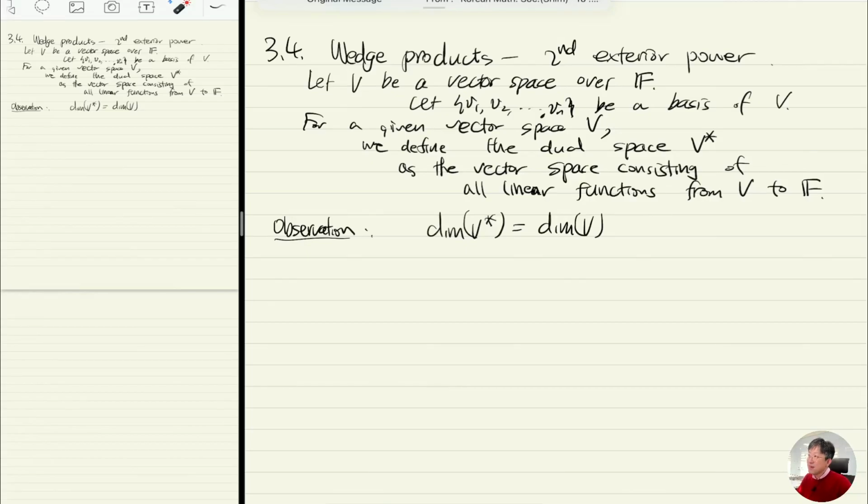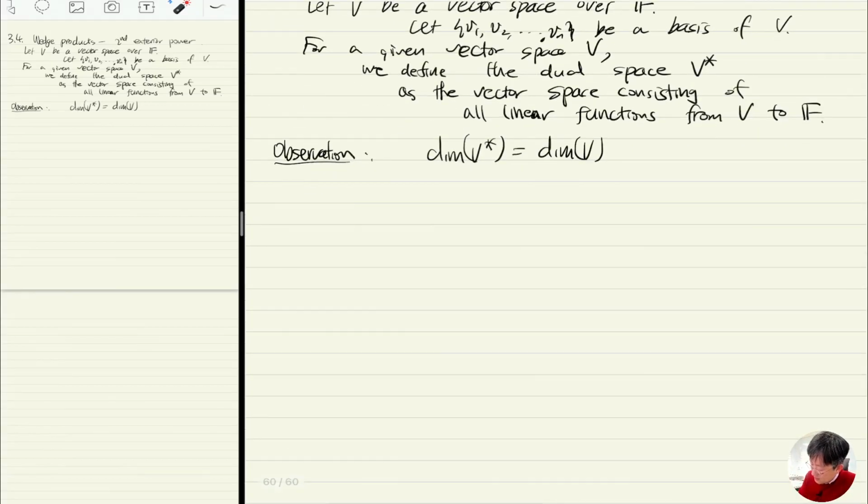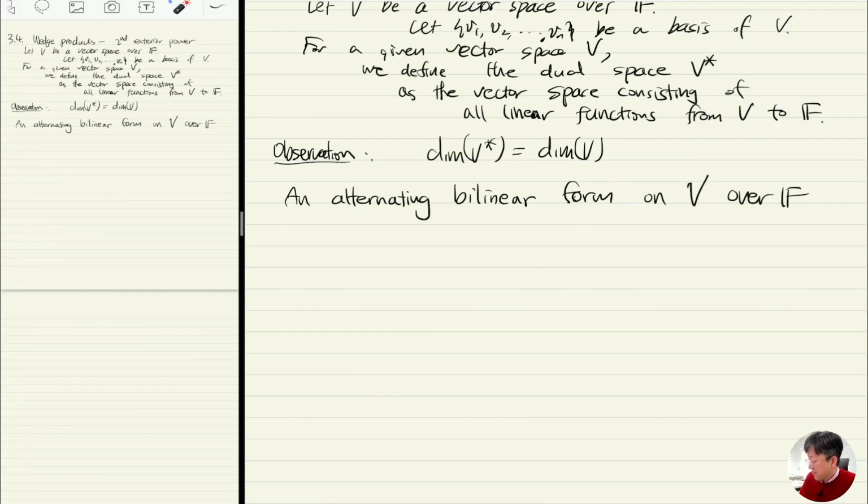Now, eventually we're going to define the k-th exterior power, but in order to have a concrete idea, we will start with the second exterior power. So let me start with the alternating bilinear forms. An alternating bilinear form on V over F is a function B from V times V to F satisfying three properties.